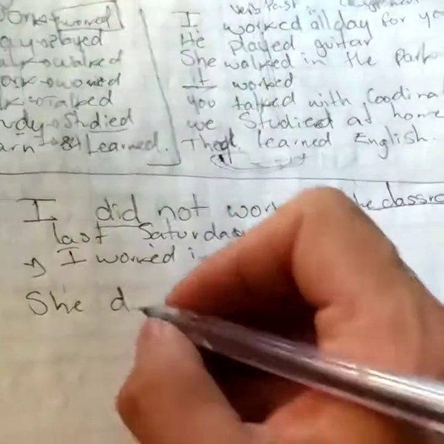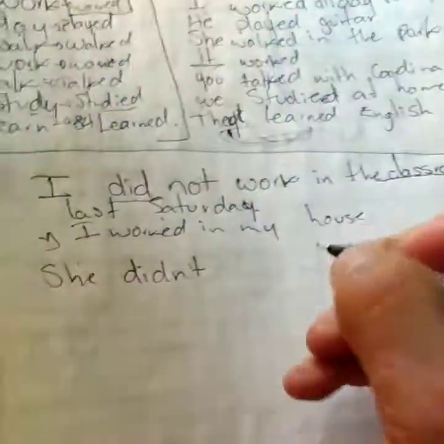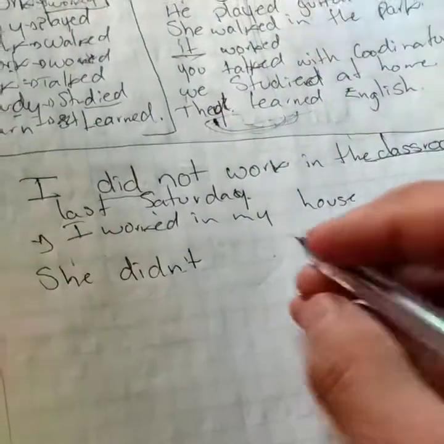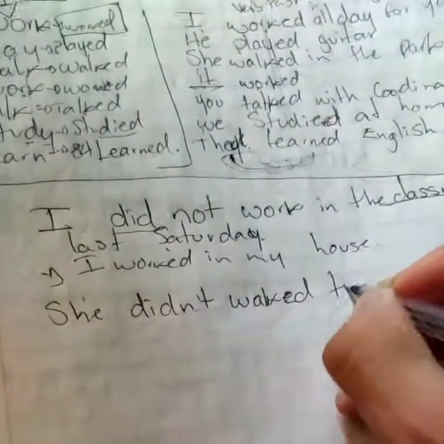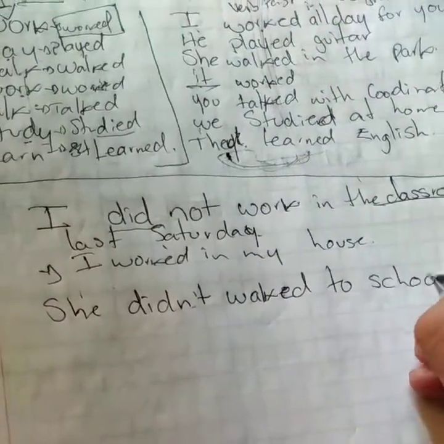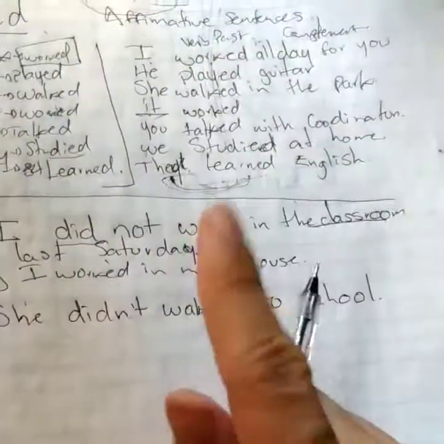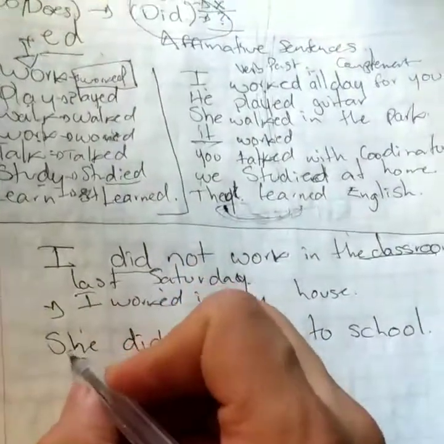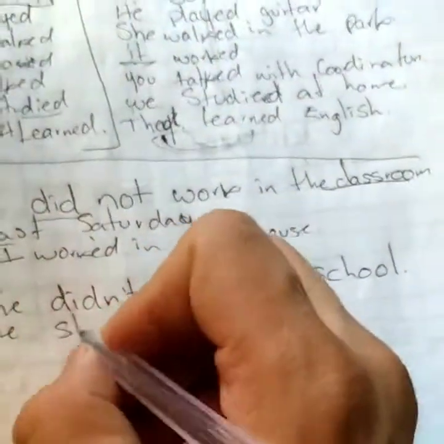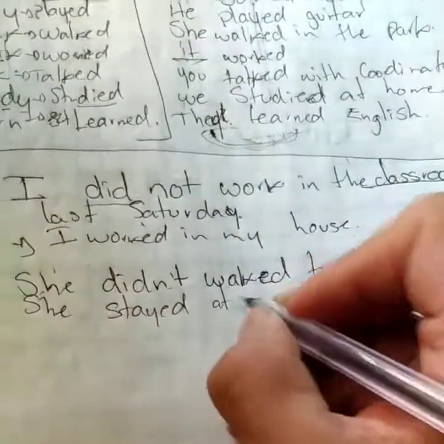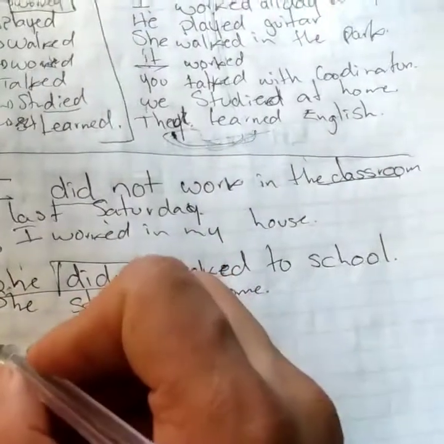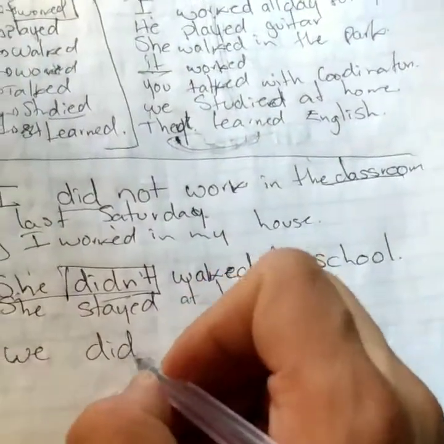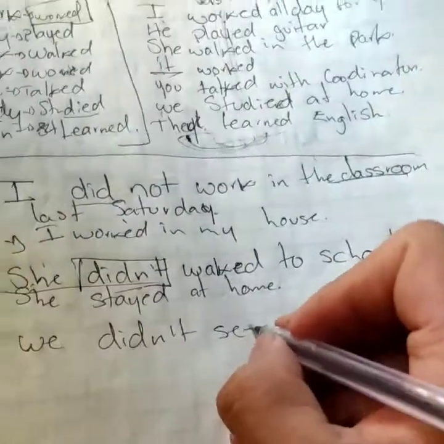You can use contractions as well. She didn't walk to school. Yes, she what? She stayed at home. Okay, negative. We didn't see each other.